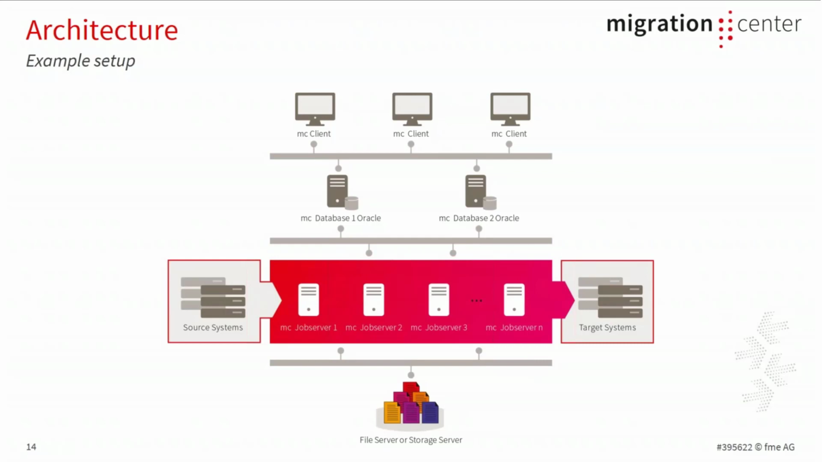You can install as many job servers as you need to increase the performance of the whole migration. At the end of the day, most of the time the bottleneck is really the corresponding systems, and most of those times the target system is the slowest system, the bottleneck. So Migration Center can really be scaled up until it meets the speed of the target system to create objects.